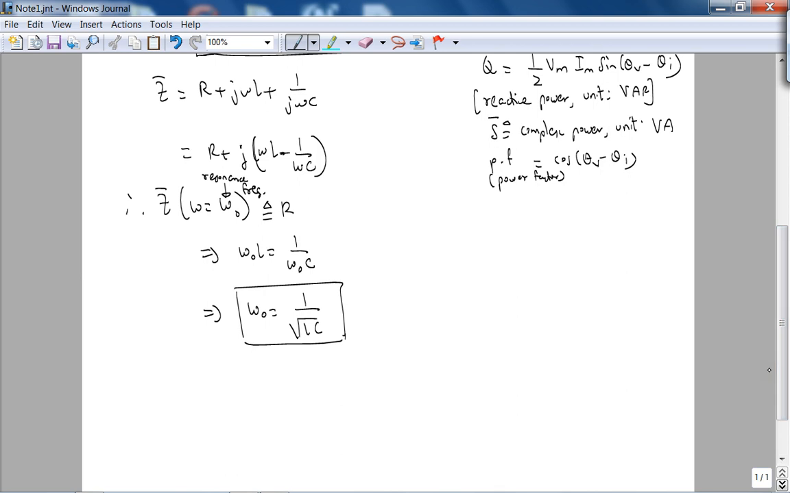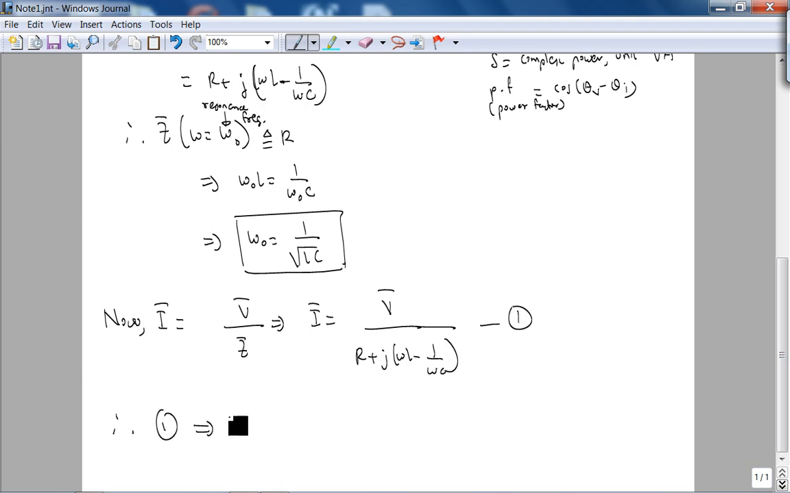So what are the implications of this? Well, there are quite a few, right? So let's look at the current phasor. The current phasor is simply the voltage phasor divided by the impedance. This implies the current phasor is simply V bar divided by R plus j omega L minus 1 over omega C.